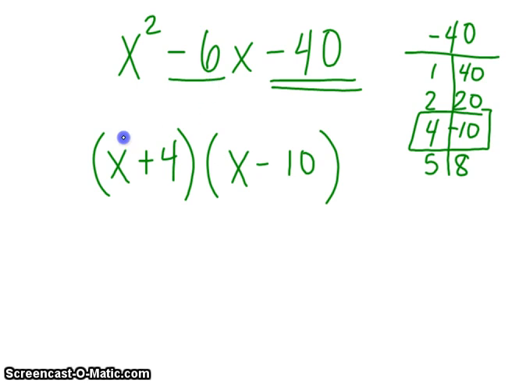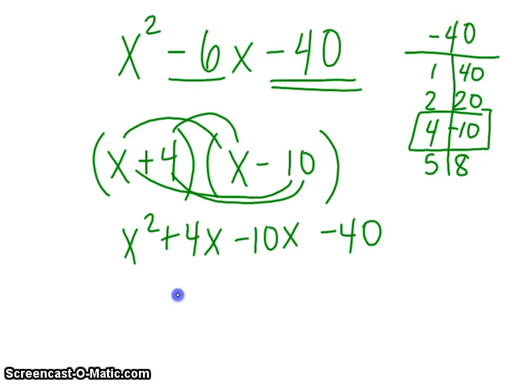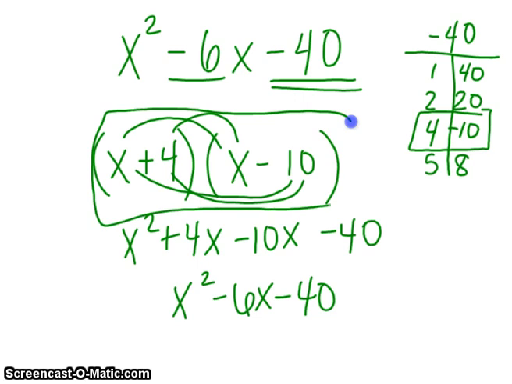So again, if I were to go through with FOIL, x times x gets us x squared. A 4 times x is a positive 4x. The x times the negative 10 over here, that's going to be a negative 10x. And then the 4 times the negative 10, that's going to be minus 40. So it simplifies to be x squared minus 6x minus 40. So we do know that this is the correct factored form of the problem.